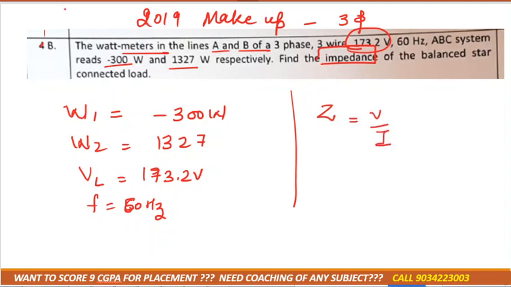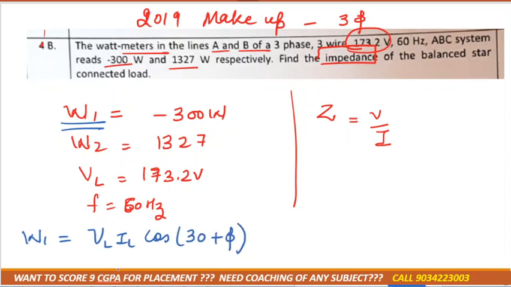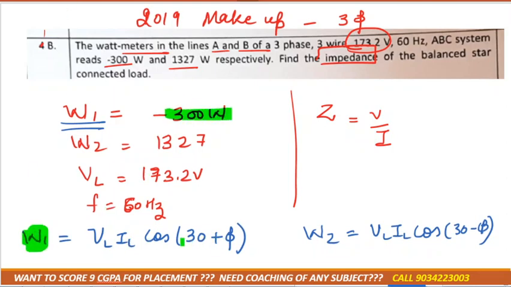So as we know, the formula for W1 is VL IL cos of 30 plus phi, right? And W2 is VL IL cos of 30 minus phi, right? So let's see, W1 is given, yes, it's minus 300 watt. VL is given, yes, it's this one. But we don't have IL and we don't have phi, right?